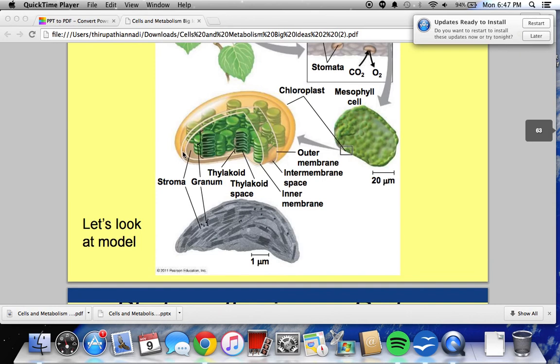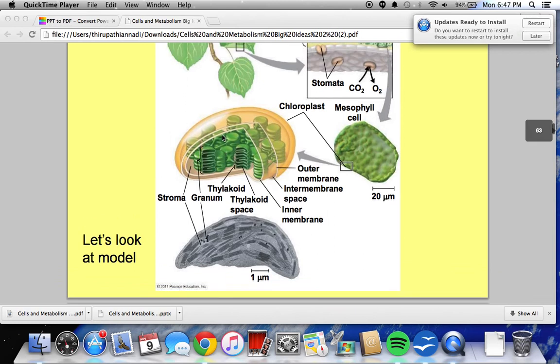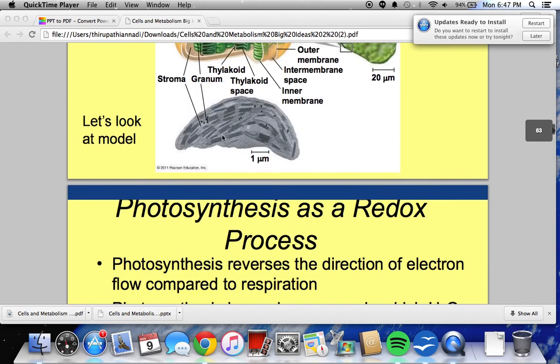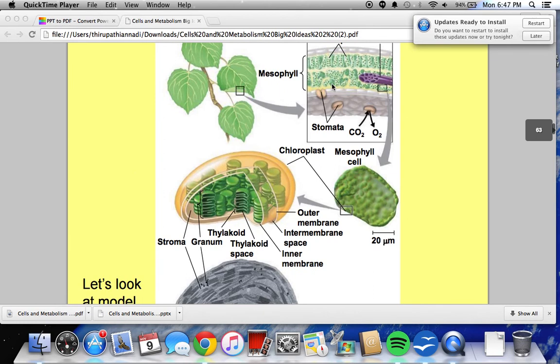So stroma is basically like the cytoplasm of the chloroplast, the empty space where the other stuff isn't there. A thylakoid is one of these green discs. And a granum is a stack of the thylakoids, so it's a stack of the discs. You just need to know those three words because they're the most important part of the chloroplast. Stomata allow for gas exchange inside and outside the cell, and there's two membranes.